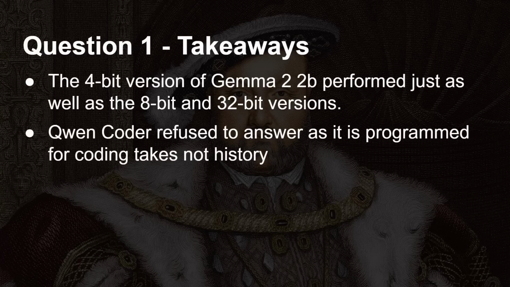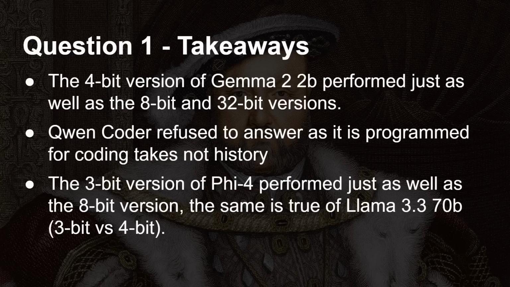Qwen Coder refused to answer because, of course, it's a coder LLM. So it says, I'm not programmed to tell you about history, I'm here to tell you about coding. And that's literally what it said. And the 3-bit version of Phi 4, which is quite surprising, performed just as well as the 8-bit version. That's also true of Llama 3.3: the 3-bit version performed just as well as the 4-bit version. But it's very surprising to see the 3-bit version performing just as well as the 8-bit version of Phi 4.